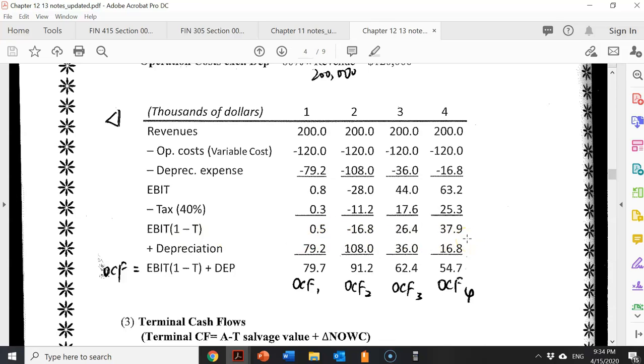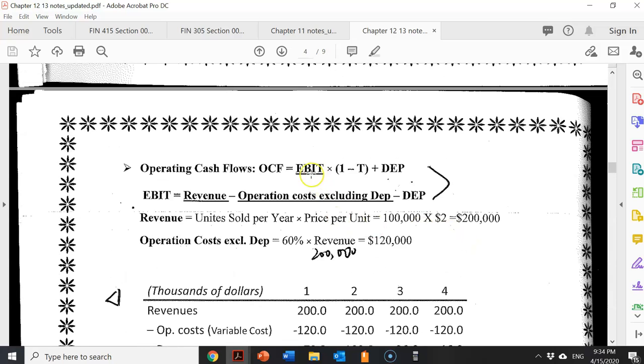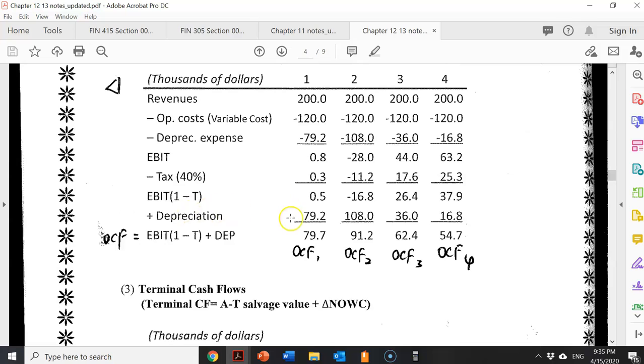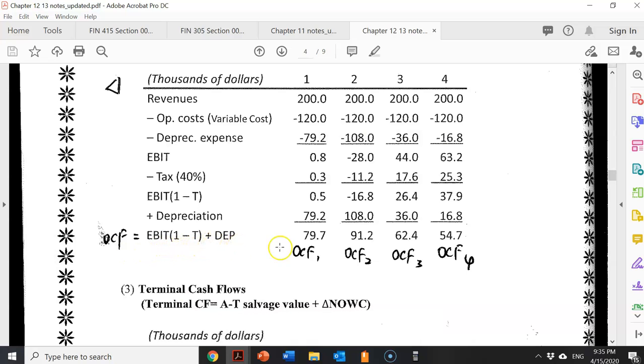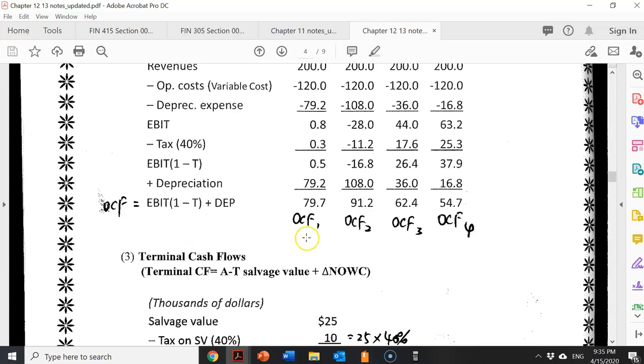And then we add back. When we were calculating EBIT, we subtracted depreciation, but after we take the tax adjustment, we need to add back depreciation to calculate OCF. So we add back depreciation, again the same 4 numbers as we put in here as our depreciation cost. So operating cash flow would be EBIT multiplied by 1 minus T plus depreciation. These 4 numbers would be operating cash flow 1, 2, 3, 4.